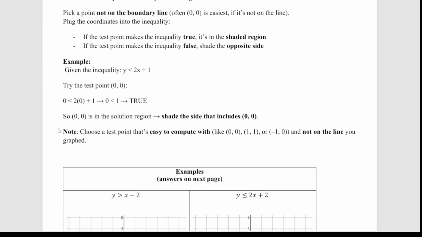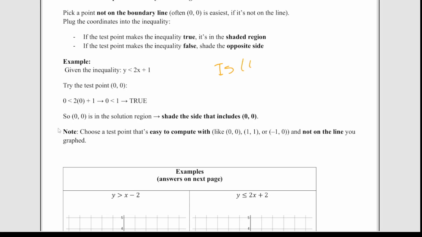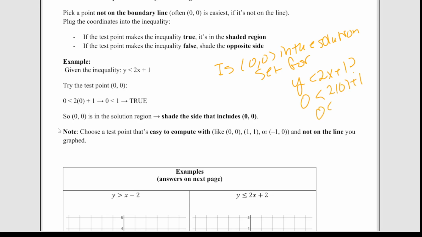And you sometimes are just literally testing to see if a point works. So if I could even just directly ask you, is 0, 0 in the solution set for the inequality y is less than 2x plus 1? And then you would plug that in. 0 is less than 2 times 0 plus 1. 0 is less than 1. That is true. So in that particular inequality, you know you would want to shade the region that includes 0, 0.